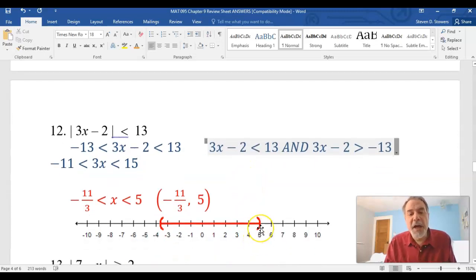Now on the number line, here's 5, of course. And then negative 11 thirds, that's the same number as if you wrote it as negative 3 2/3 or negative 3.666 repeating. So it does live between negative 3 and negative 4 on the number line. It's between negative 3, which would be negative 9 thirds, and negative 4, which would be negative 12 thirds. So the solution set is the interval from negative 11 thirds to 5.